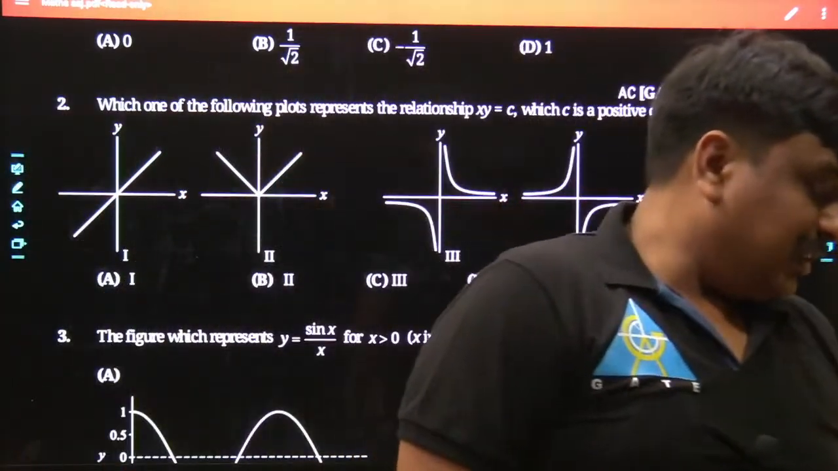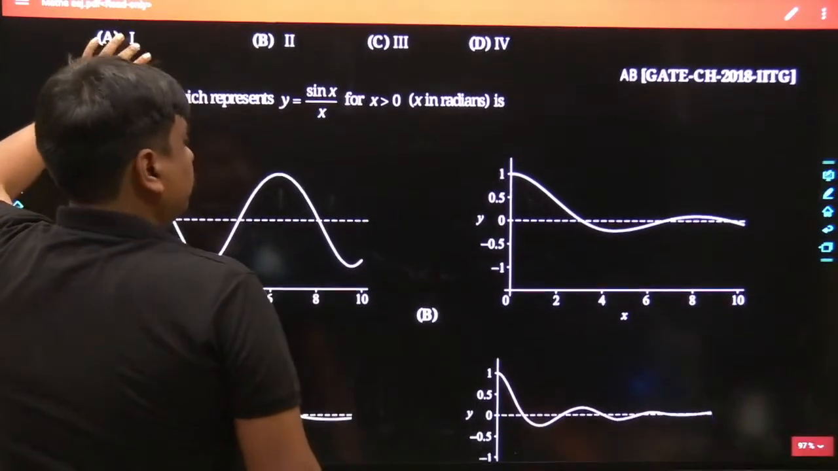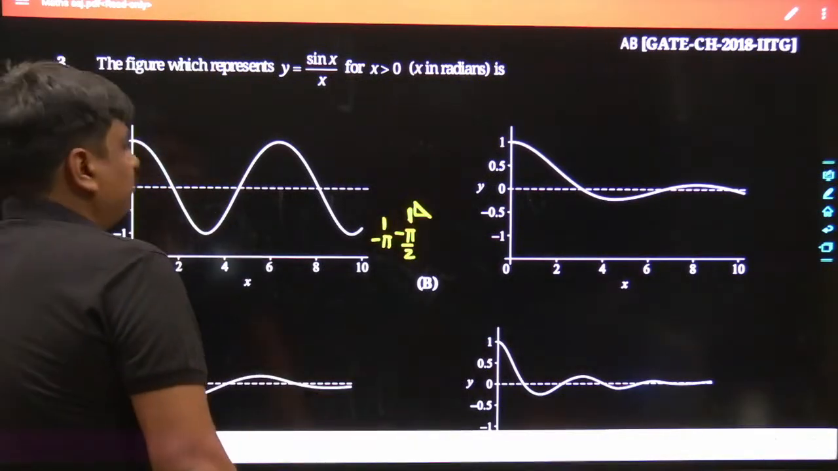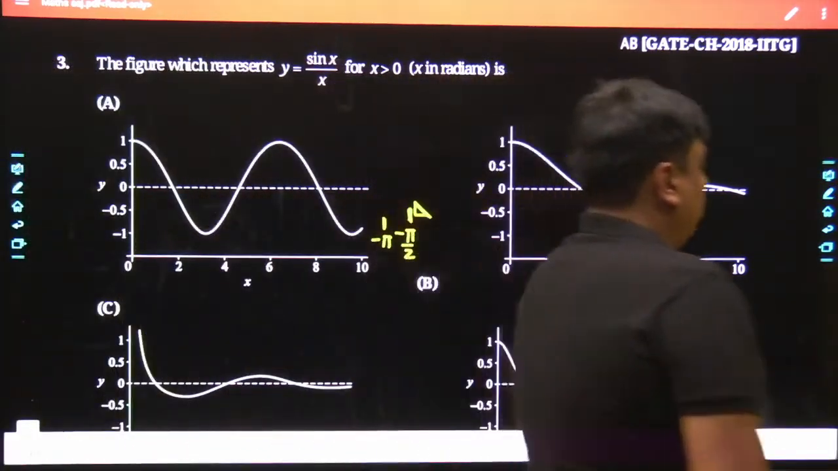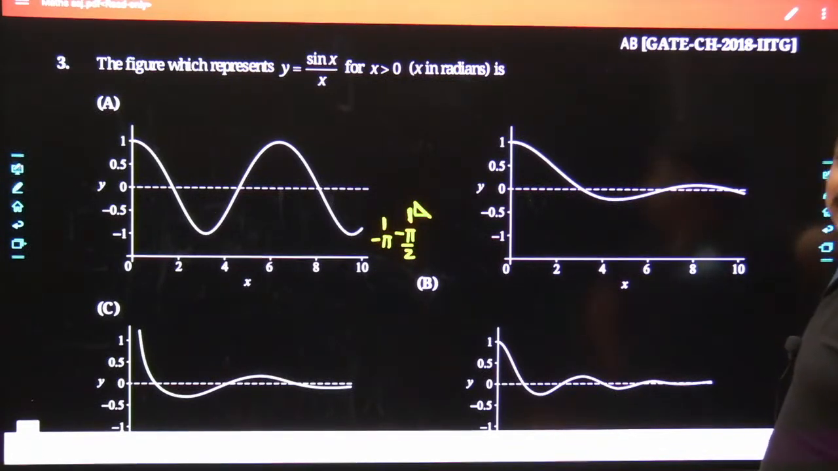Anyways, in the same sequence, let me move forward to the next question. I can't say this is a tough problem, but still a bit of patience has to be kept. The problem appeared in GATE Chemical Engineering in the year 2018. The problem was framed by IIT Guwahati.